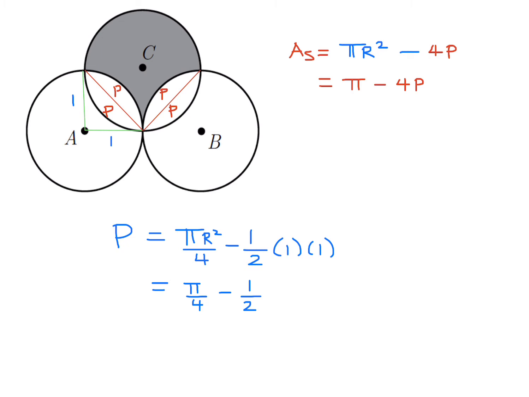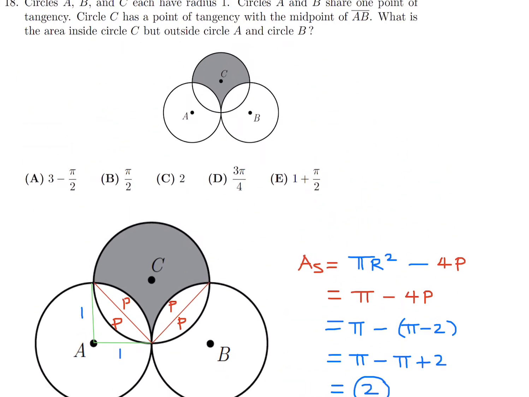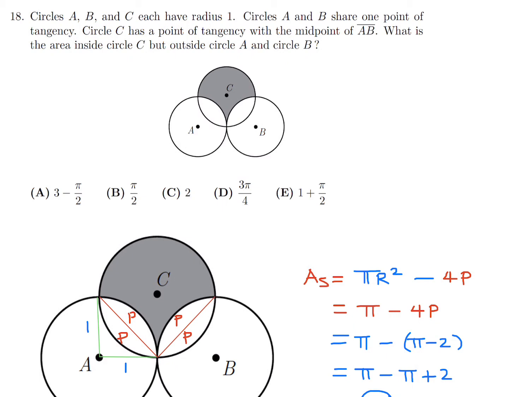So now I just go back and plug it in here. This is P. I can actually do 4P down here, it makes it a little bit easier. That's going to be pi minus 2, right? So then plug it in here: pi minus 4P, which is pi minus, pi minus 2. And that means it's going to be pi minus pi plus 2. The pi's cancel, and you're just left with 2. So the answer, interestingly, is the only one that does not have pi in it, and that is C for number 18.